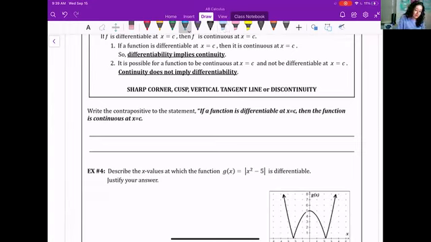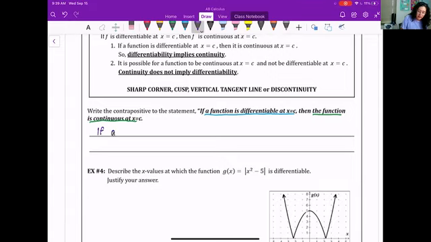They said, if a function is differentiable at a point, then the function is continuous at that point. This is true. If it's differentiable, it's got to be continuous. When we write the contrapositive, that will also be true. Okay, contrapositive is when you switch the hypothesis and the conclusion and you negate them as well. Okay, so this would be the contrapositive.